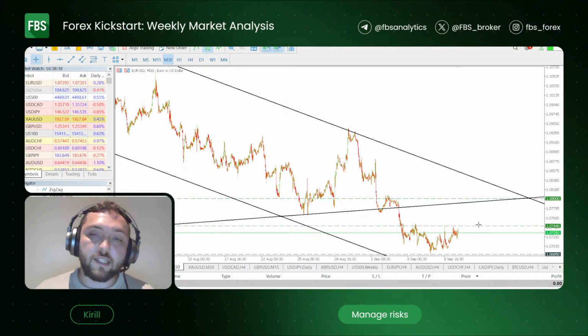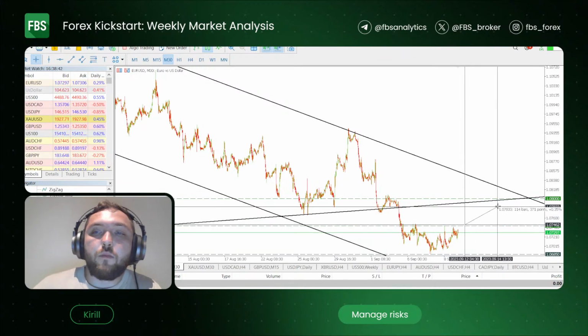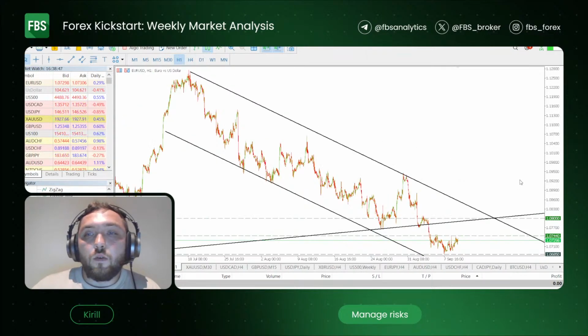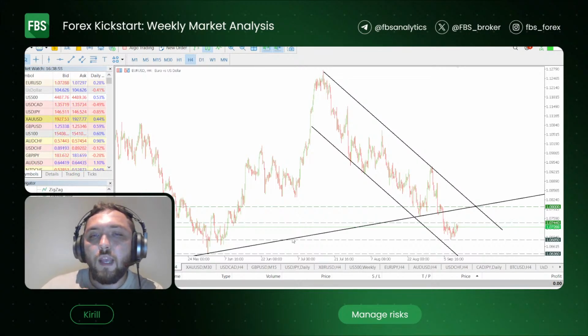If the price breaks the upper border, it will, in my opinion, move to 108, which matches with the upper border of this descending channel and this support trend line. So I expect that after some consolidation inside the range, it might spike here. It's not an investment idea, it's just what might happen.